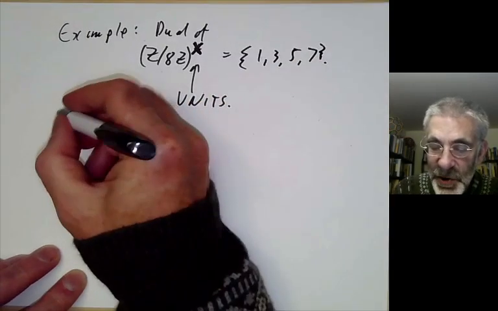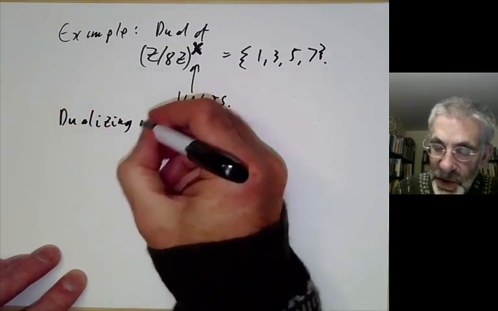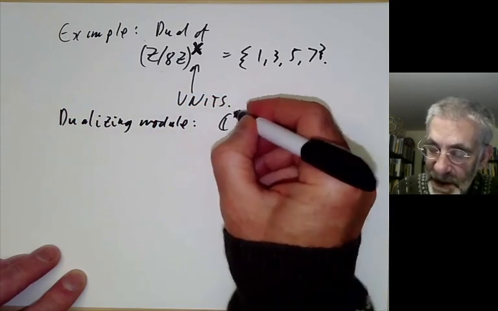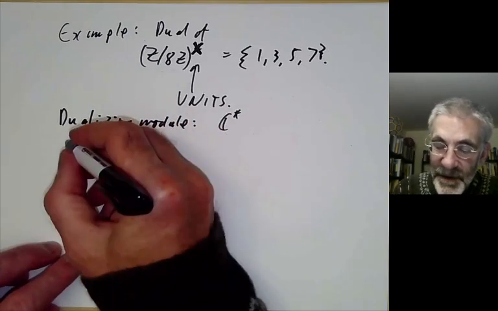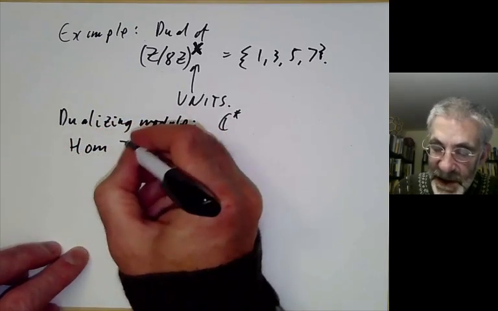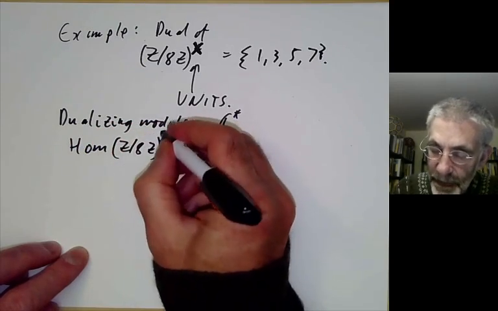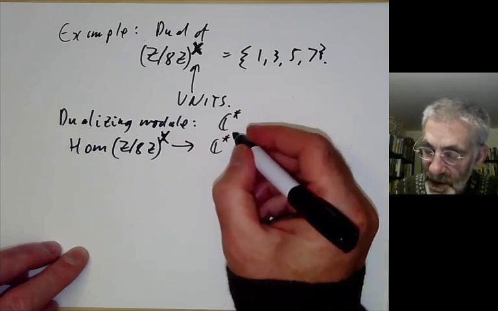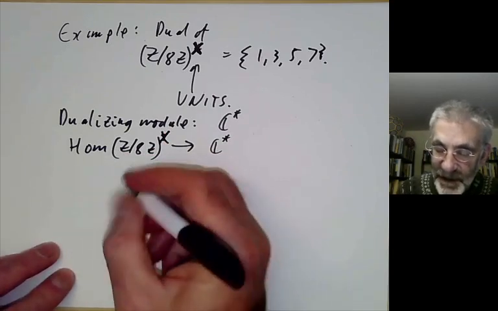And I'm going to take the dualizing object, or the dualizing module, this time to be the non-zero complex numbers. So what we want to do is to find all homomorphisms from (Z over 8Z) times to the complex numbers under multiplication. And there are exactly 4 of these given as follows.